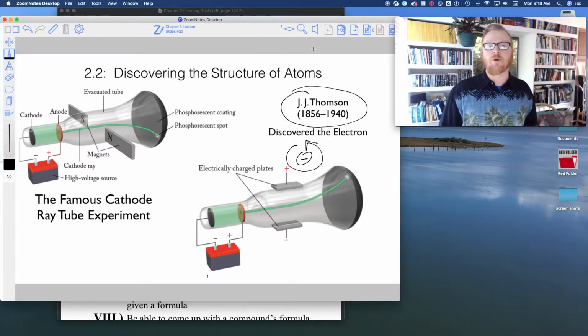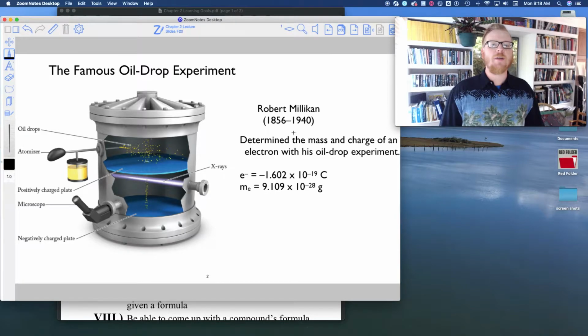Science is collaborative. Okay. So around the same time, Robert Millikan, who's an American, he's actually from Caltech. Pretty cool. So he did the famous oil drop experiment. And this experiment, I'll describe it in a moment, but basically the results of this experiment in combination with J.J. Thomson's experiment allowed us to figure out, yes, the electron is negatively charged. And so it has a charge of negative 1.602 times 10 to the minus 19 coulomb.